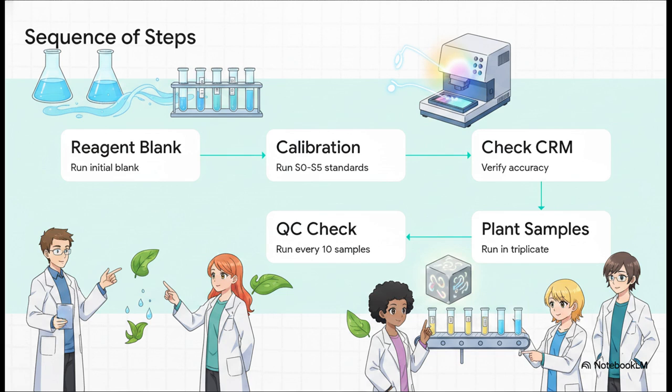We're effectively teaching the machine what different concentrations look like so we can accurately identify the unknown values of our actual samples later. After checking a certified reference material, or CRM, to prove our machine is actually telling the truth, we finally run our real plant samples in triplicate. Oh, and just to be super safe, we run a quality control check standard every 10 samples.